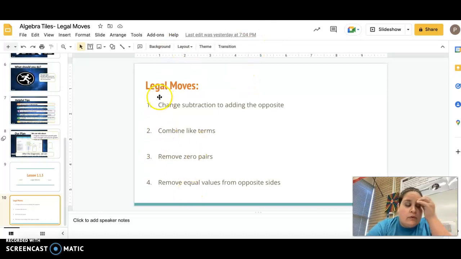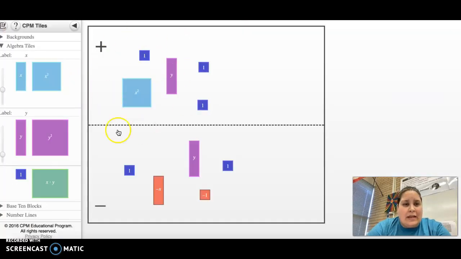So first one is change subtraction to adding the opposite. We're going to do that by taking everything that's in this bottom section, because it's a subtraction, and moving it up to this side, which is the adding side. But now remember, it says change subtraction to adding the opposite. So imagine this line kind of like a barrier. Anytime you move anything past a line, it has to change signs to the opposite.